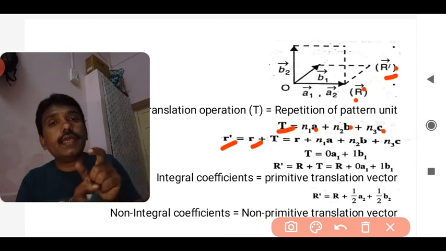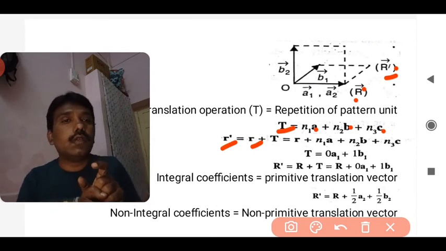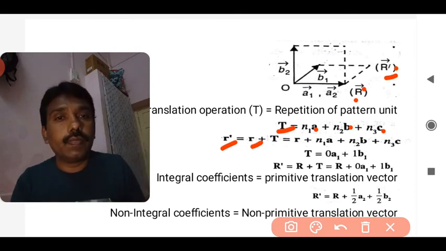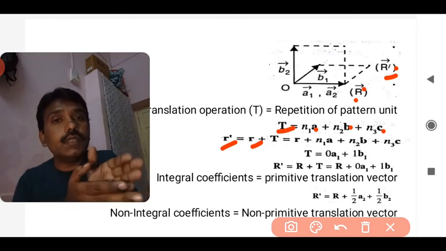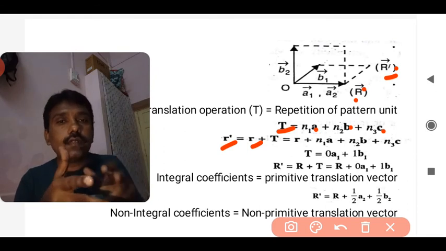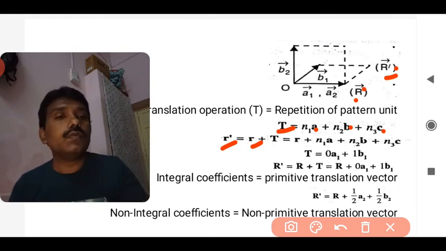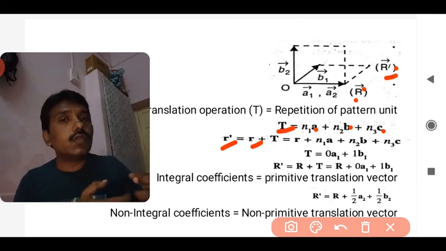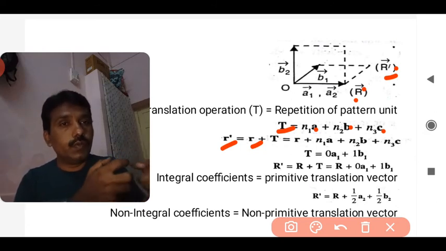And that's why the word translation comes with the vector, particularly in this case. So three vectors a, b, c are to be there. Now this is how the translation is going to be, and as far as crystalline solids are concerned, this translation is going to be continuous.